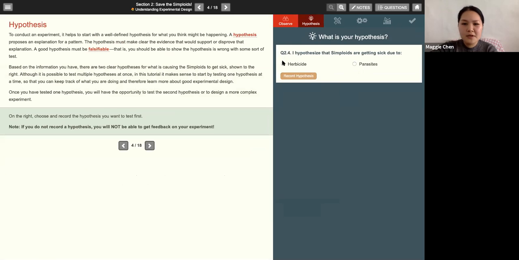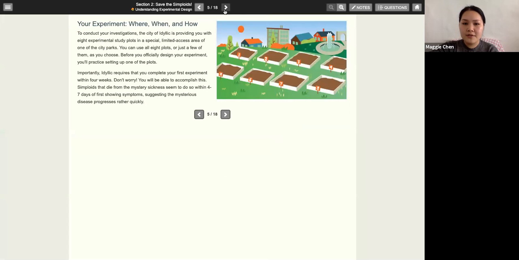And then if we move on, eventually you would form your hypothesis. You would say, maybe I think it's because of herbicides. That's why they're getting sick and they're dying. Or maybe it's because of the parasites. And as you go on, you're going to test your hypothesis by making plots and setting up your experiment.